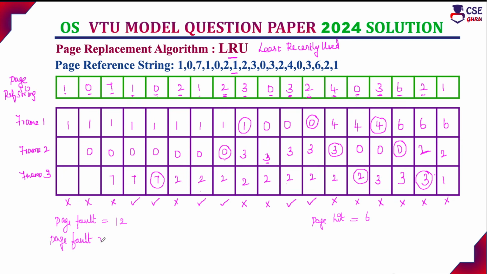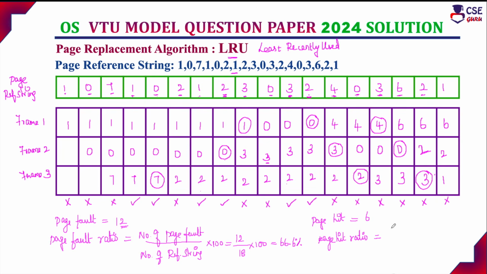So what do you mean by page fault ratio? That is the number of page faults divided by the number of reference strings, times 100. So here the number of page faults is 12, divided by the number of reference strings given here, totally 18, times 100. So you will get the page fault ratio as 66.6%.